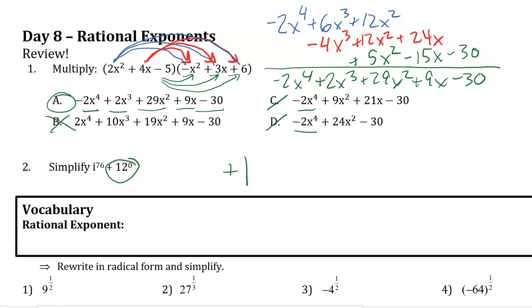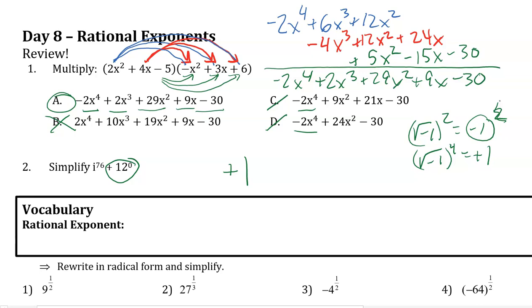i to the 76th power. Well, on day 5, we discussed i being the square root of negative 1. And when we square it, we get negative 1. If we take that and square it, which is the same as taking i squared, which is i to the fourth power, it's the same as negative 1 squared, which becomes positive 1.